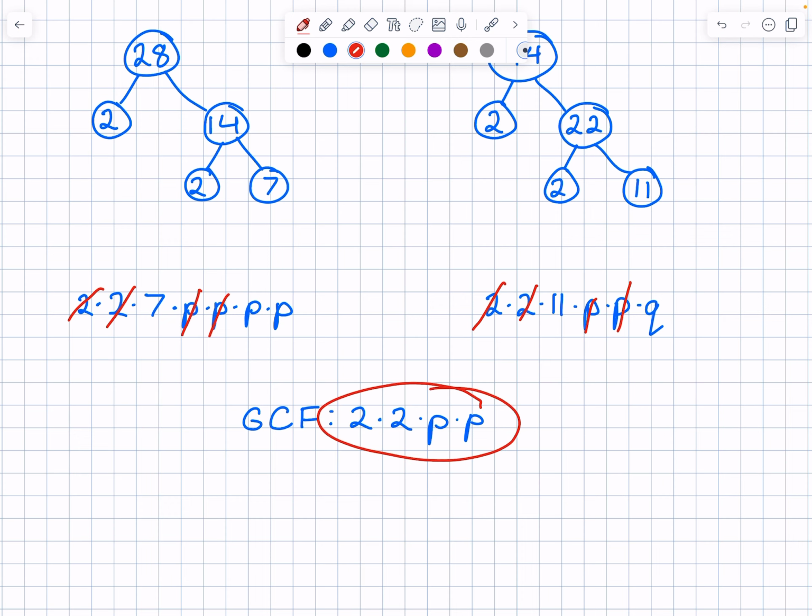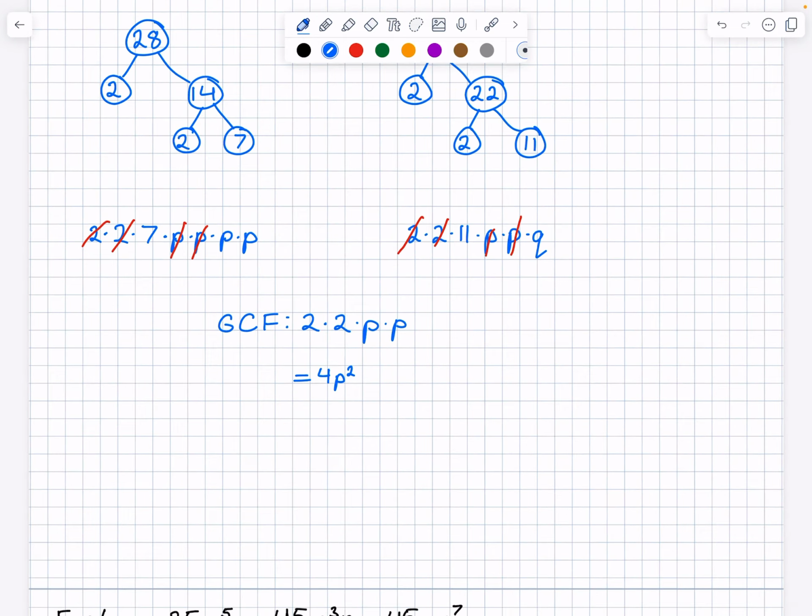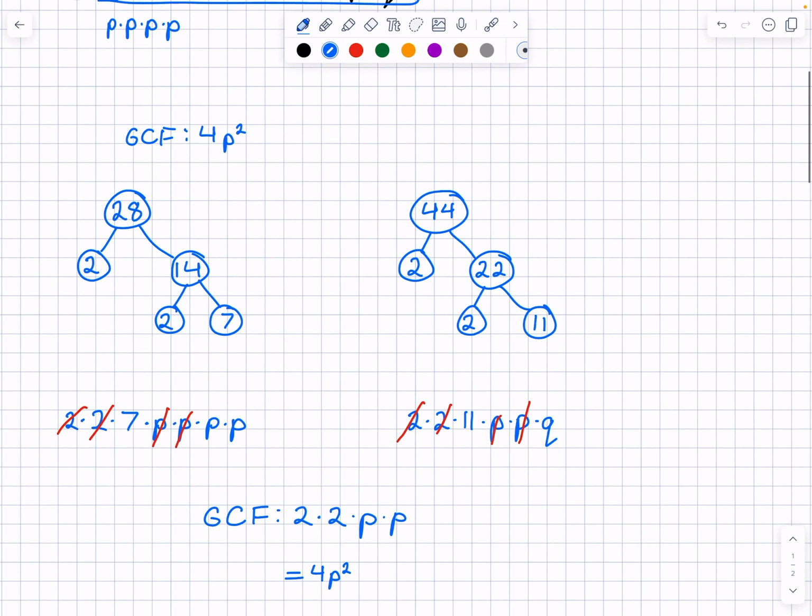So this is the final answer. I have listed all the factors. You can simplify this just by multiplying together. 2 times 2 is 4, and p times p is p squared, which is exactly what we got up above.